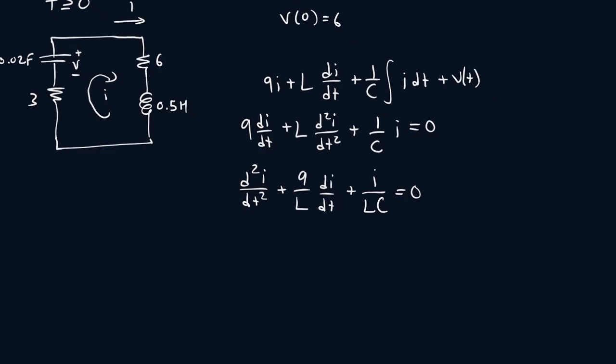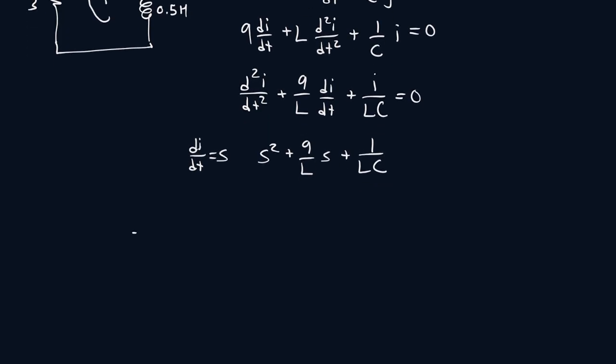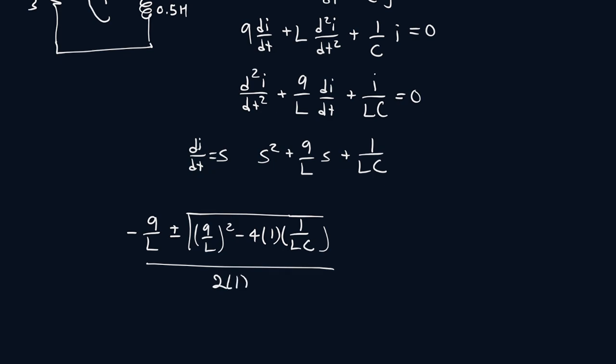So notice this. If we set di over dt to be m, then it's going to be, actually no, let's do s. There'll be s squared plus 9 over L s plus 1 over LC. And that we can use the quadratic formula to solve. So it'll be minus 9 over L plus or minus the square root of 9 over L squared minus 4a, which is 1, times c, which is 1 over LC, all over 2a.